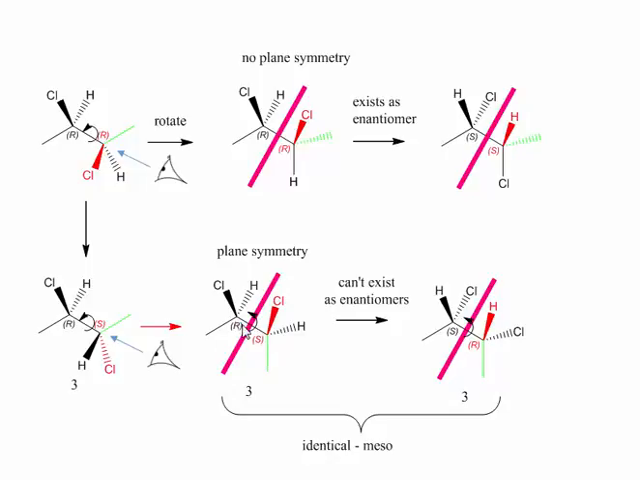So if I tried to make this, this is the RS, if I was simply to try to change the designation to SR, in fact, what we can show with this simple rotational comparison is that these two are superimposable on each other, so they're not enantiomers because they're superimposable, even though they appear to be mirror images of each other. So this is an example of a meso compound.